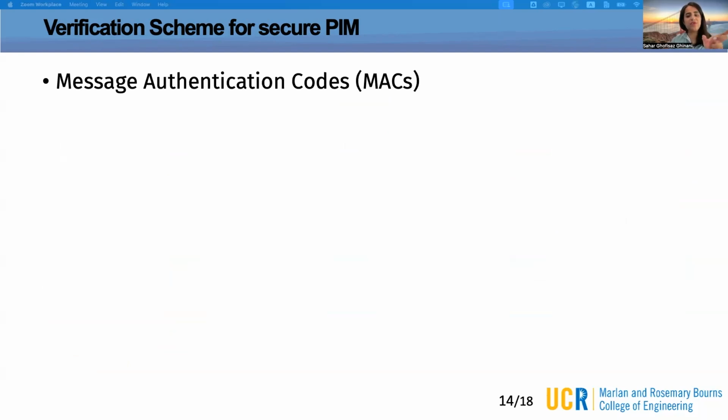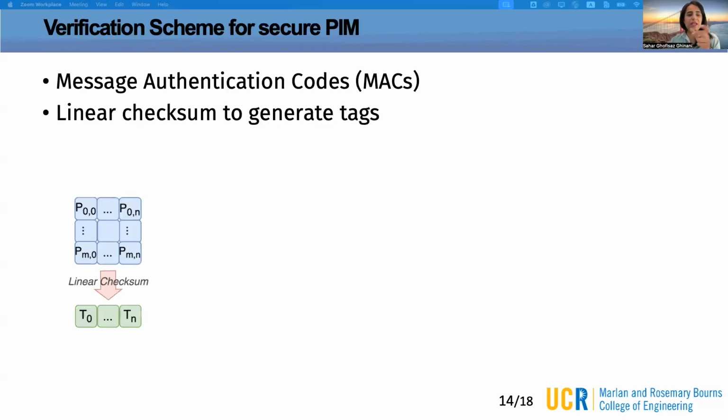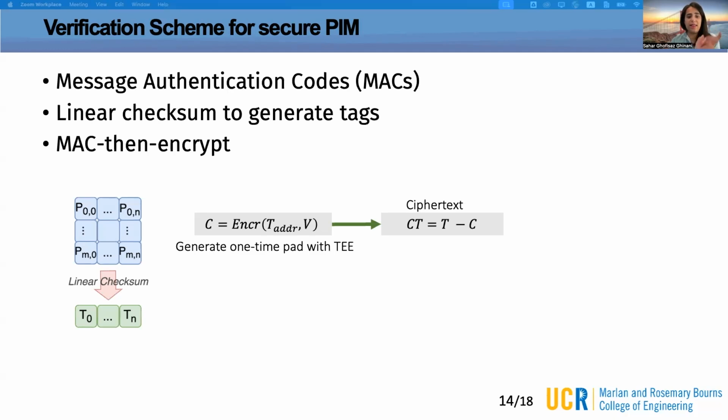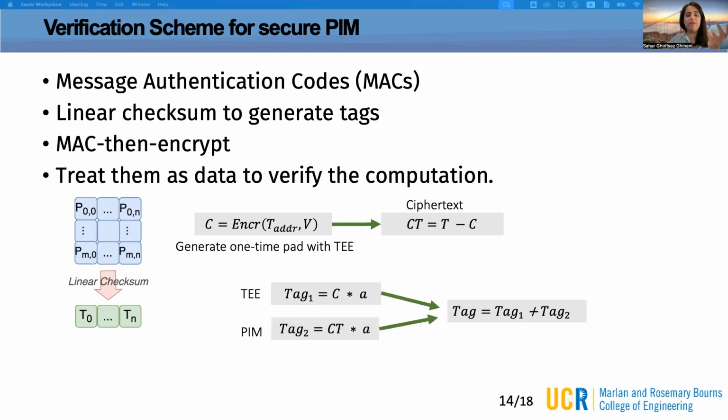To generate these tags for each block of the plain text, we are using a linear checksum. Once we have generated the tags using this linear checksum, we just need to mask them with one-time pads, and from then on, after having the ciphertext for tags, we treat them the same as data. So we perform the computation over them, get the partial results, and then merge them. The final tag here can be used to verify the computation.